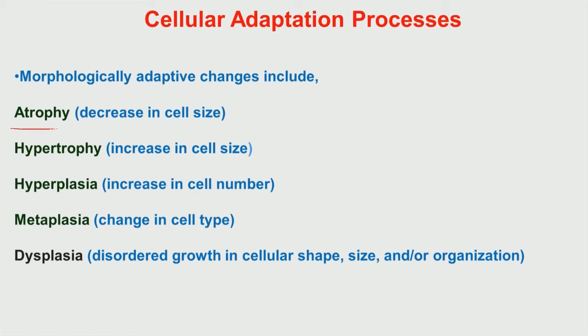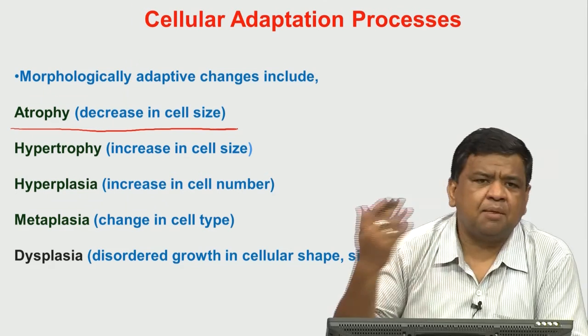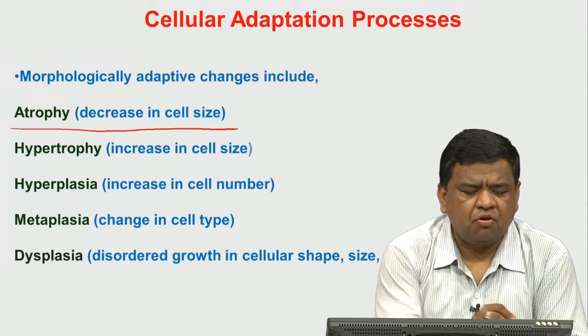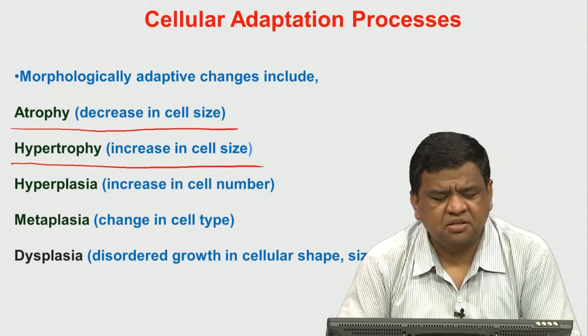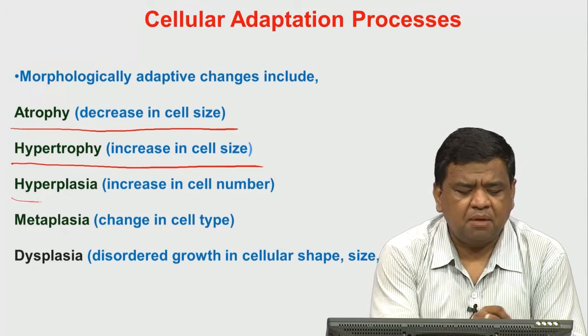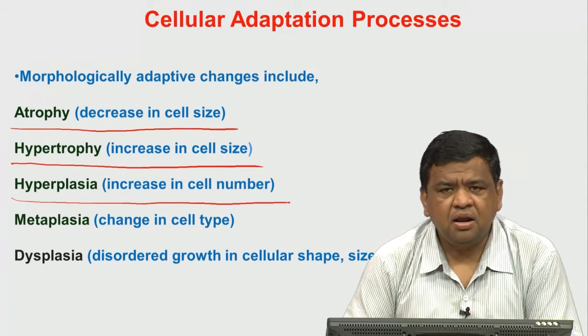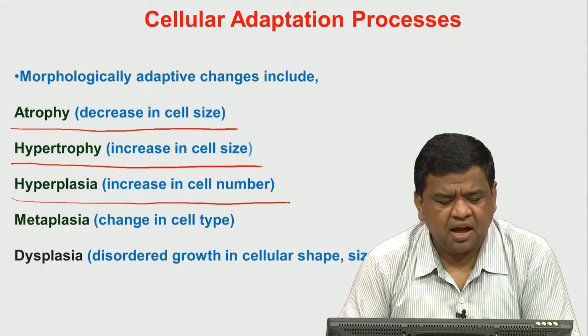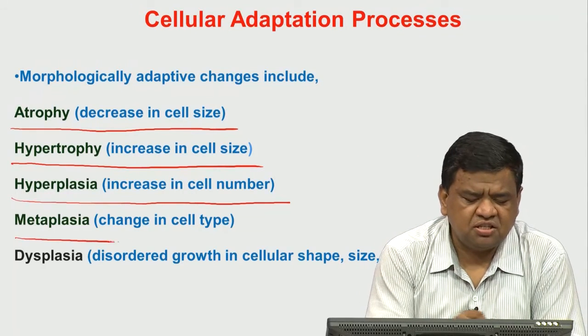First one is atrophy. Atrophy means decrease in cell size. Hyper means something larger. So, hypertrophy means increase in cell size. Third one is hyperplasia. Hyperplasia means increase in cell number. So, anything hyper means higher. Metaplasia means change in cell type.